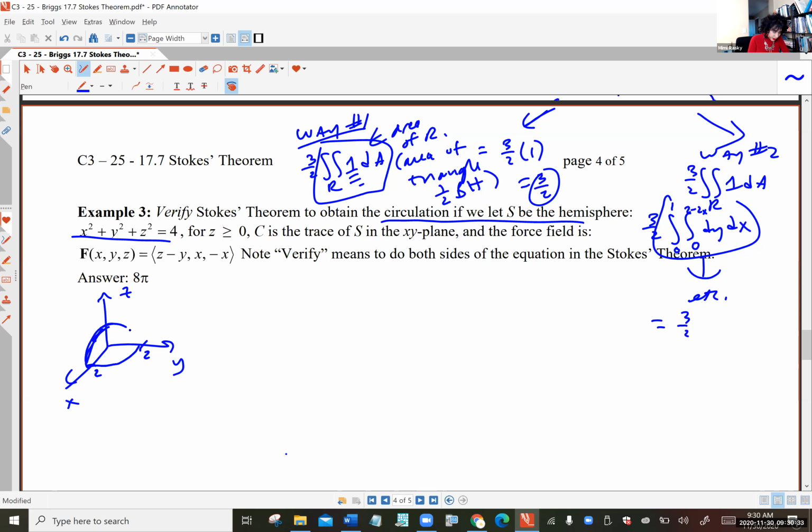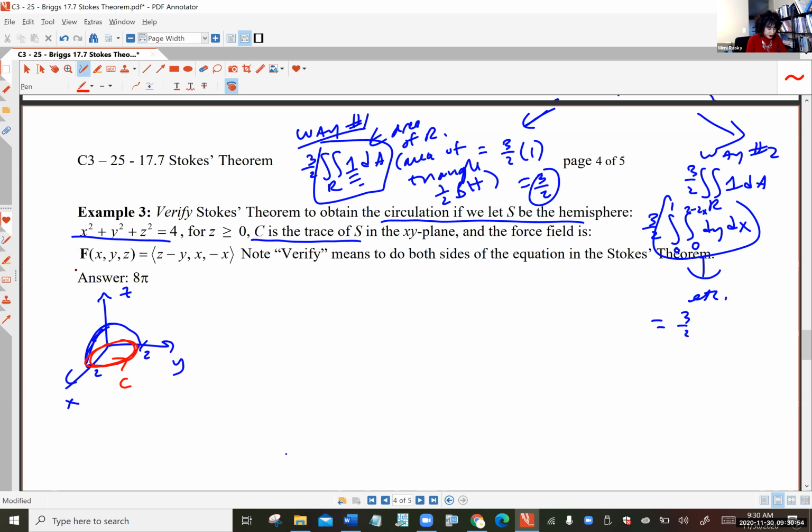I don't know, well, that looks pretty bad. And so what is the curve that we're doing? Well, the curve is the trace that the hemisphere is going to make in the XY plane. So it's just this circle right here in the counterclockwise direction. That's our curve.